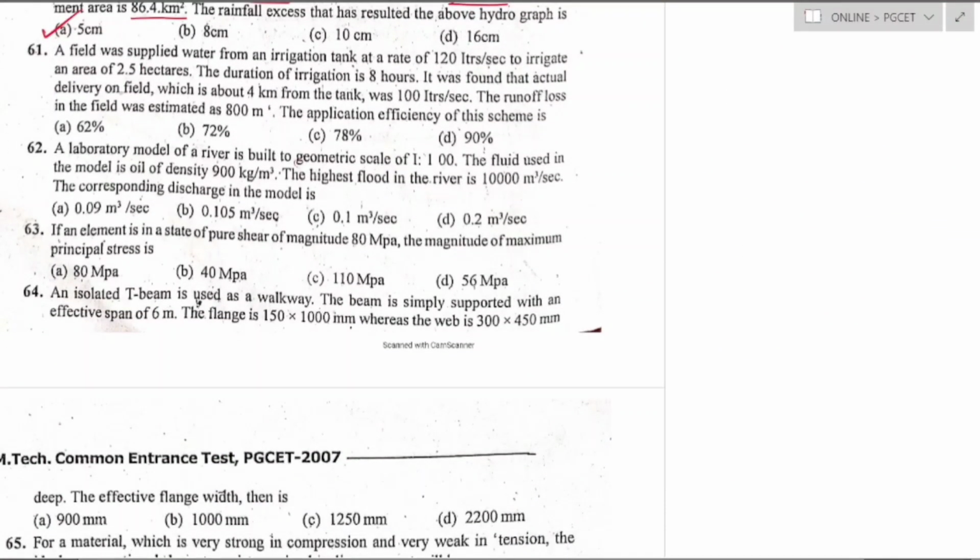Question number 61. A field was supplied water from an irrigation tank at a rate of 120 liters per second to irrigate an area of 2.5 hectares. The duration of the irrigation is 8 hours. It was found that actual delivery on field, which is about 4 km from the tank, was 100 liters per second. The runoff loss in the field was estimated as 800 meter cube and the application efficiency of this scheme is. Now we have to find the application efficiency.